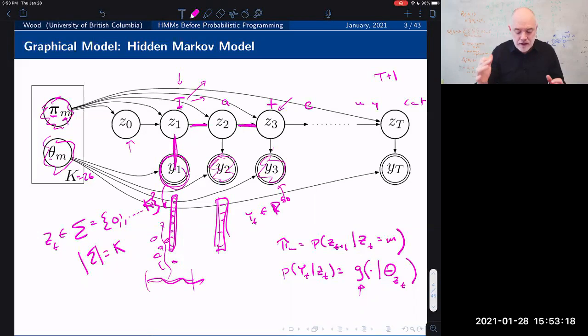So in this particular case, the inference problem is: you're given k pi's, you're given k thetas, you're given G, and you're given all of the y's. Then the question is, what are the z's? What was actually spoken? What's the posterior distribution over sequences of letters given the observed time sequence of audio feature vectors? Does that make sense?